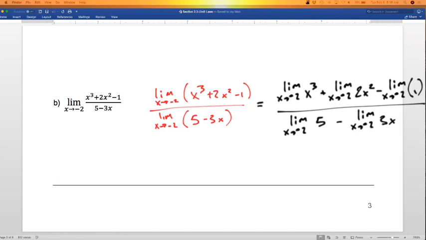And then we can look at all the different laws we have and see how they apply. This is a law 9 situation. We've got x to a power. This is a combination of laws 3 and 9, because we have that coefficient of 2 and then that power. Okay? This is a law 7 because we're taking the limit of a constant. This is a law 7 because we're taking the limit of a constant. And this is law 3 because we're taking the limit of a number times x. And then also we could use law 8.